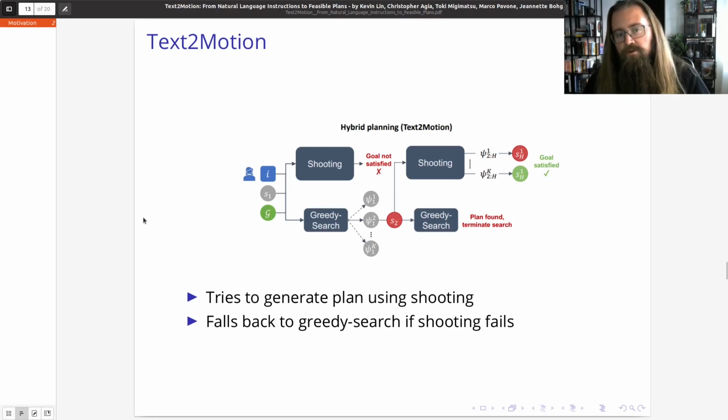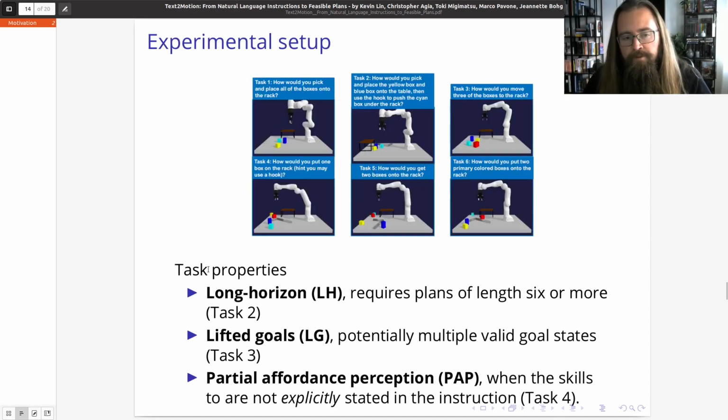And the Text2Motion full pipeline combines these two strategies. First it checks if the shooting returns a valid plan, then it just returns that one. If it doesn't return a valid plan, then it goes on to do a greedy search, gets the best skill for this state and the goal, and then generates the next state, does shooting again, and then iterates until it finds a plan. And the experimental setup consists of 3 types of tasks.